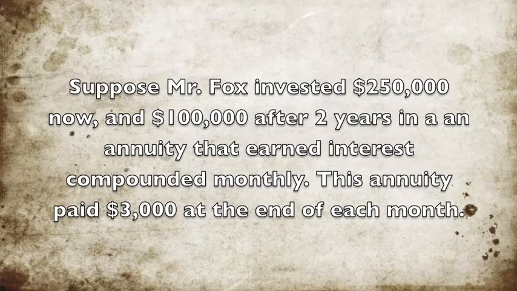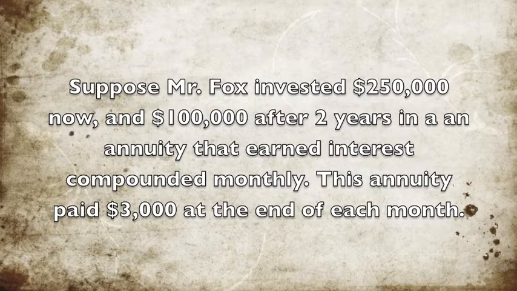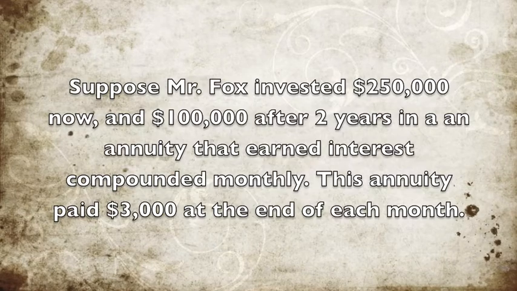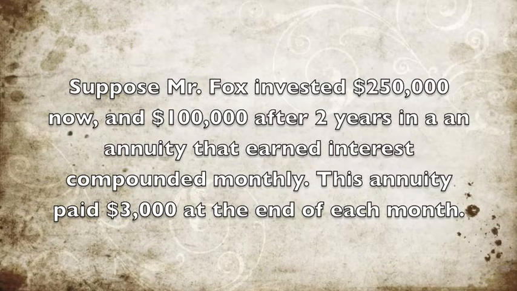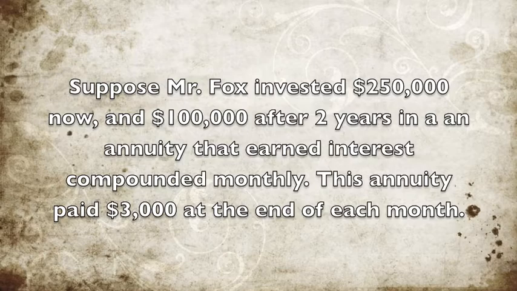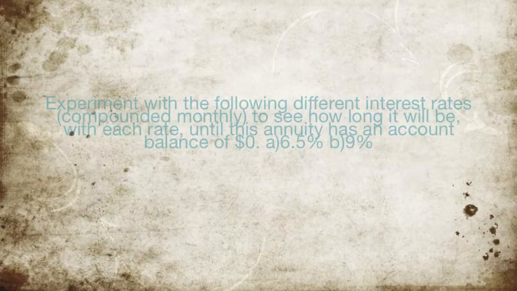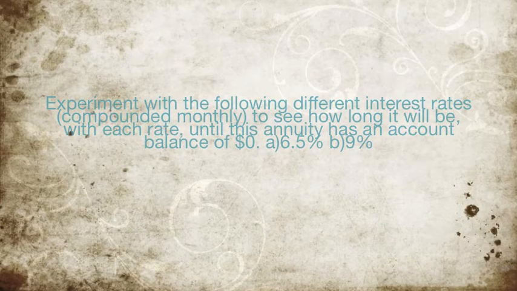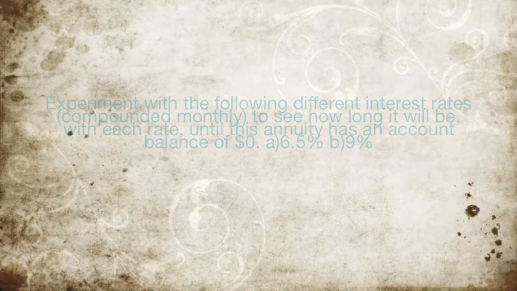Suppose Mr. Fox invested $250,000 now and $100,000 after 2 years in an annuity that earned interest compounded monthly. This annuity paid $3,000 at the end of each month. Experiment with the following different interest rates to see how long it will be with each rate until this annuity has an account balance of 0: A, 6.5%, B, 9%.